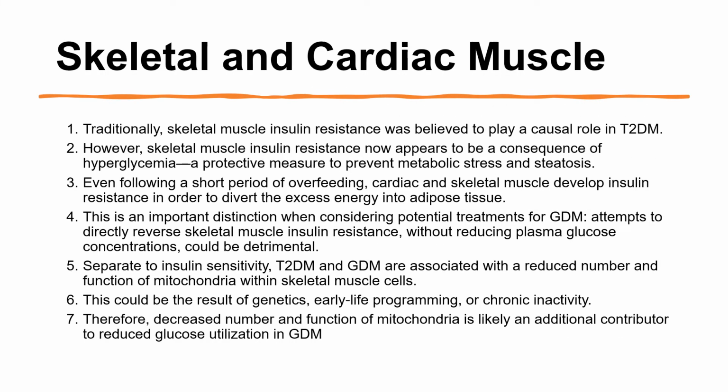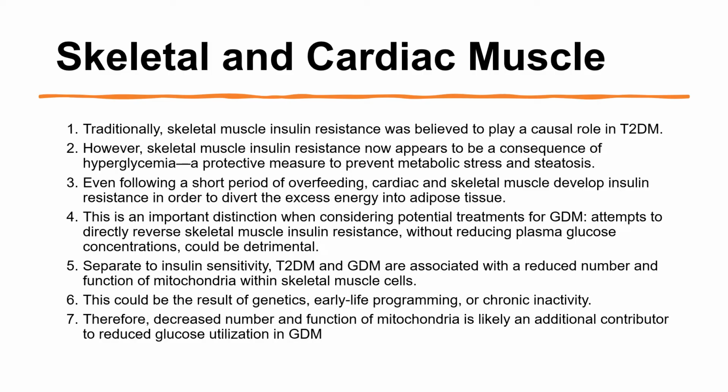Sixth is skeletal and cardiac muscle. Traditionally, skeletal muscle insulin resistance was believed to play a causal role in type 2 diabetes mellitus. However, skeletal muscle insulin resistance now appears to be a consequence of hyperglycemia, a protective measure to prevent metabolic stress and steatosis. Even following a short period of overfeeding, cardiac and skeletal muscle develop insulin resistance in order to divert the excess energy into adipose tissue.